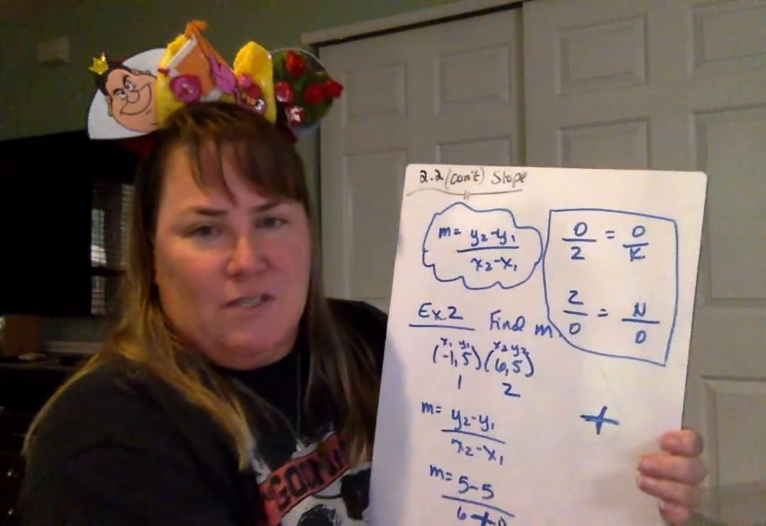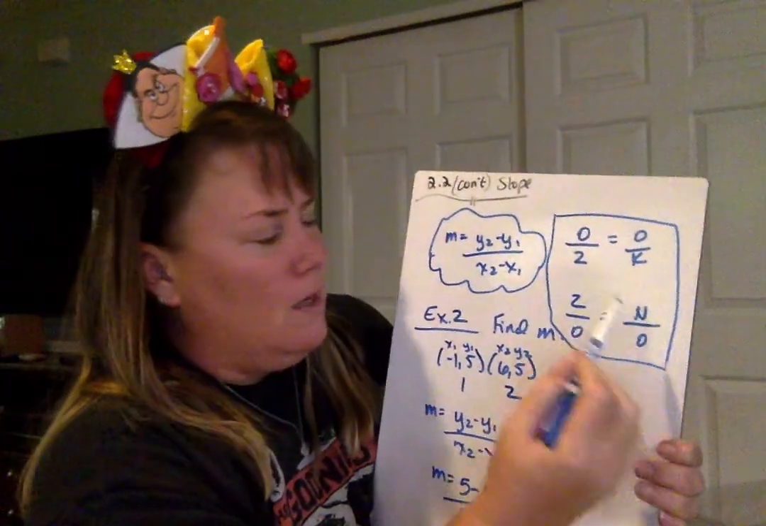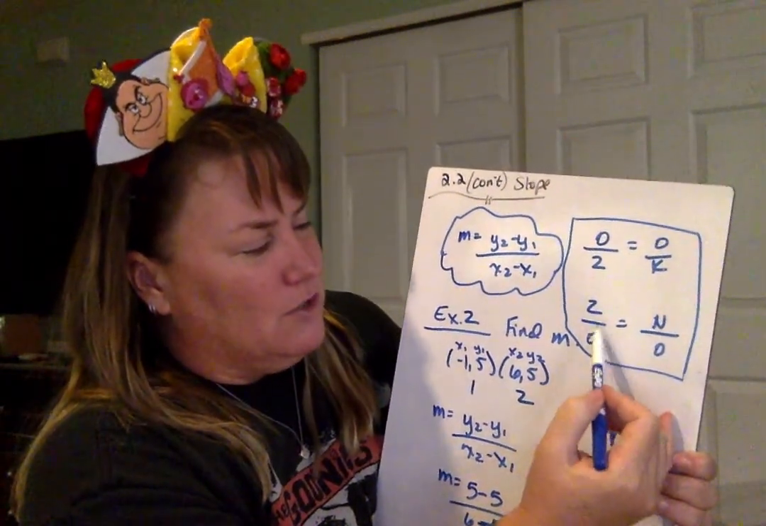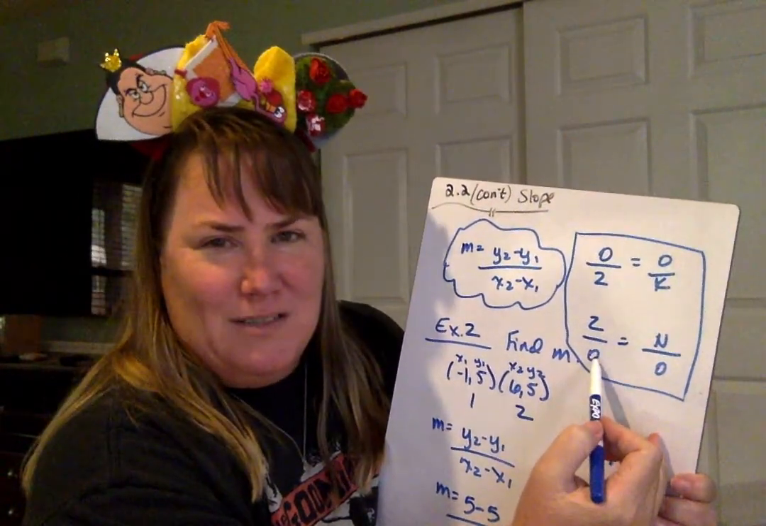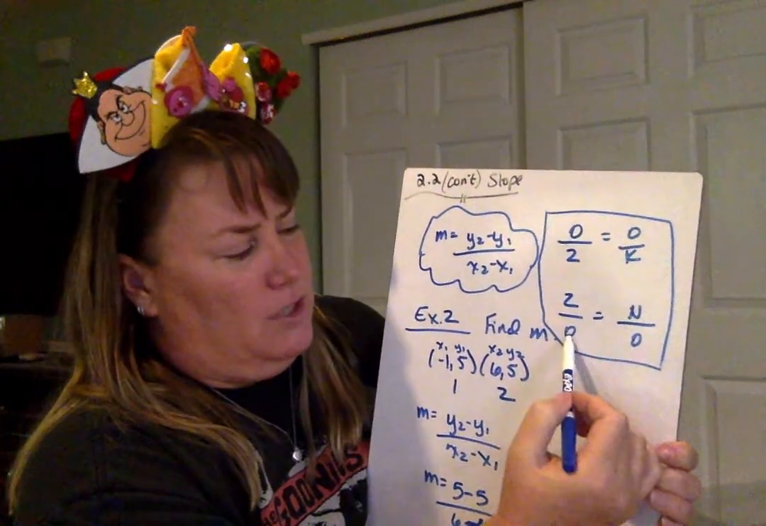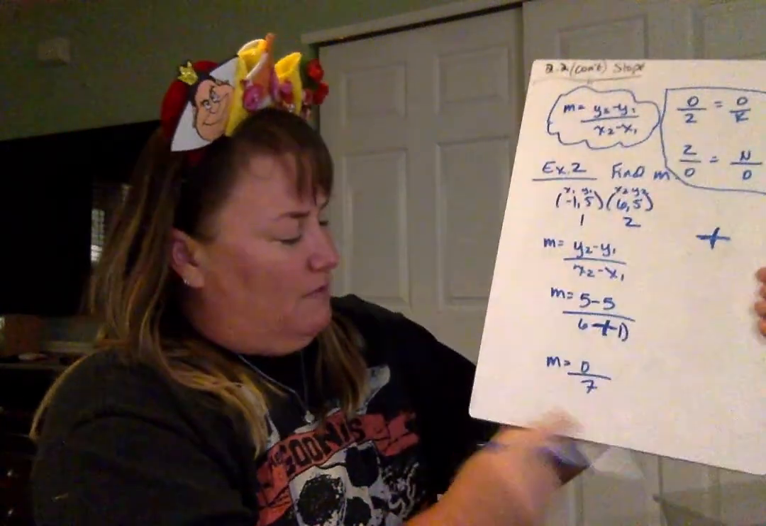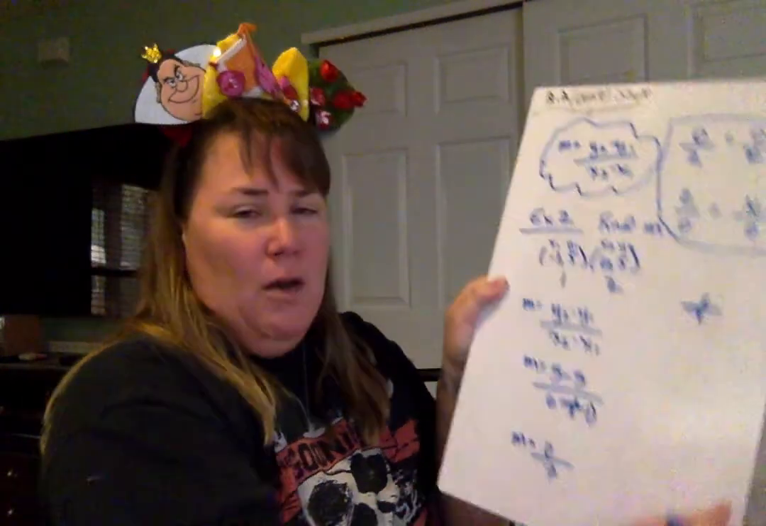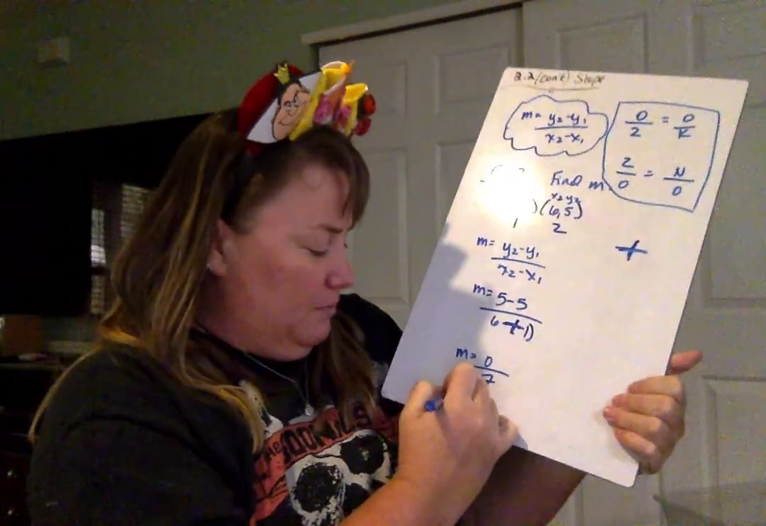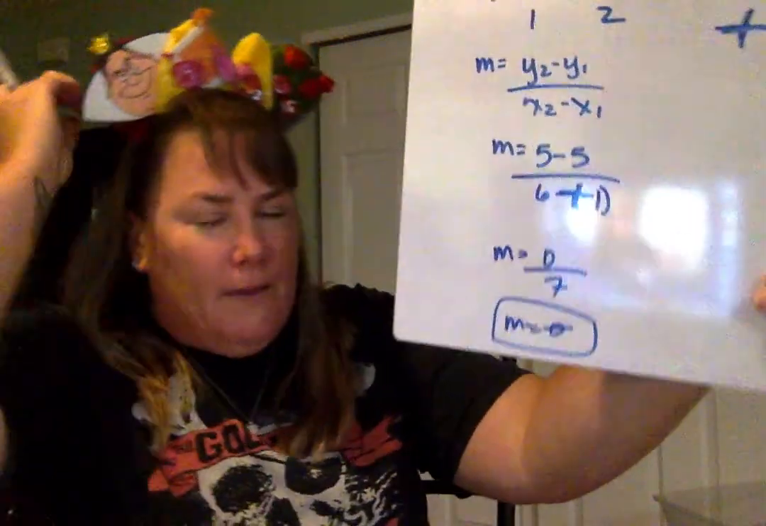So that's when you can have 0 in your fraction, and that's when 0 is your numerator. But if you have 2 divided by 0, so you're saying take 2 wholes and divide it by 0 parts, no, that's not okay. So just match up your zeros and your O's, okay? Since we have 0 over 7, that is okay, but we want to simplify that. And simplify that down, we get m equals 0. And that would be your answer.